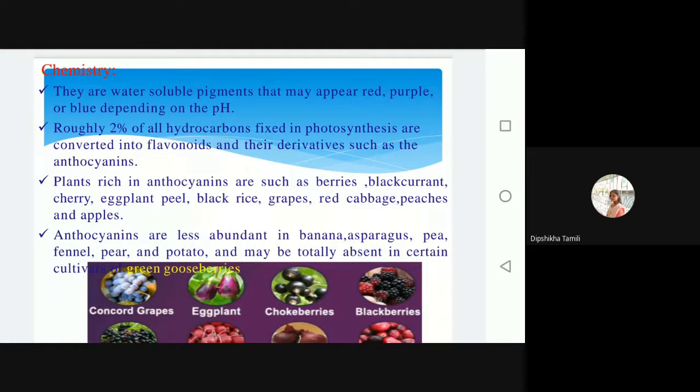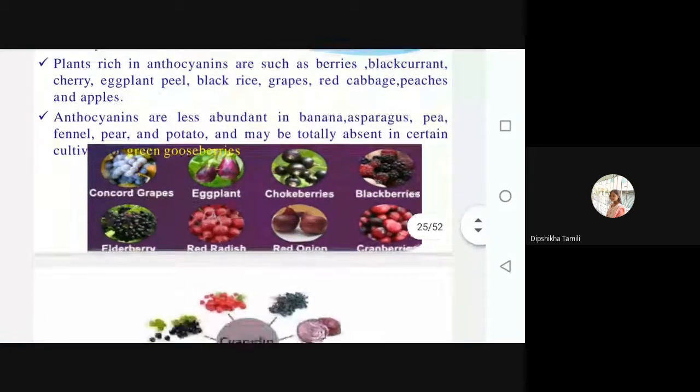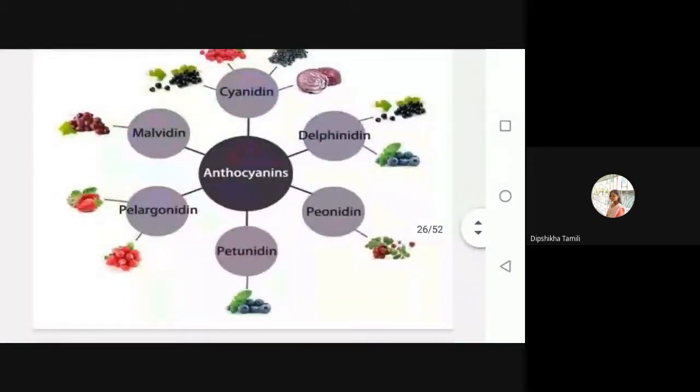Plants that are rich in anthocyanins include the blackcurrant, the cherries, the eggplant. Eggplant, you know what it is? Brinjal. Yes, brinjal. The black grapes, the black rice, the red cabbage, all these are rich in anthocyanins. So this is again how they have classified. This you just need to remember: these subcomponents are classified under anthocyanin compounds.